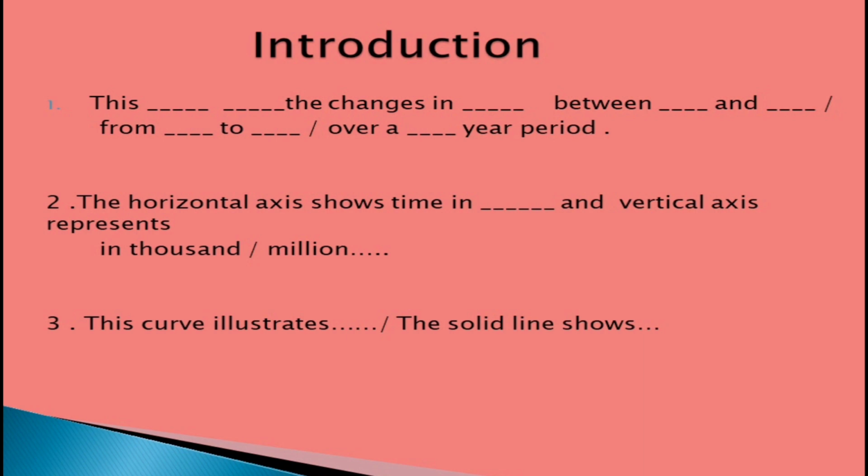Number 2, you can write here the horizontal axis shows time in year and the vertical axis represents in thousand or million. Number 3, these curves illustrate, or the solid line shows. So dear students, I'm sure this topic is clear to you.